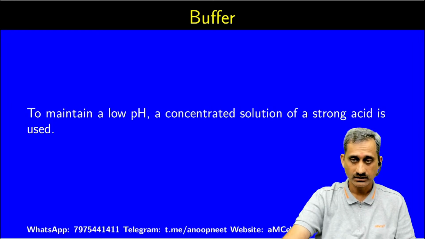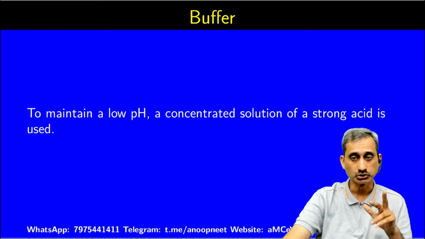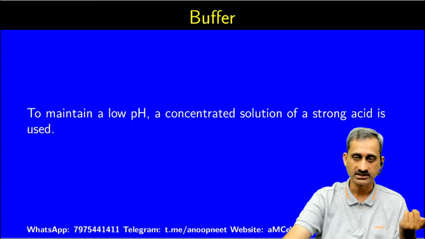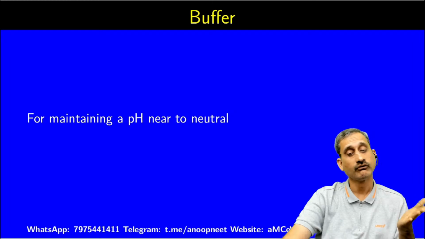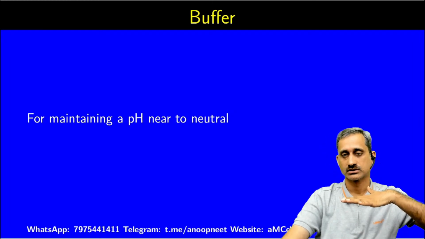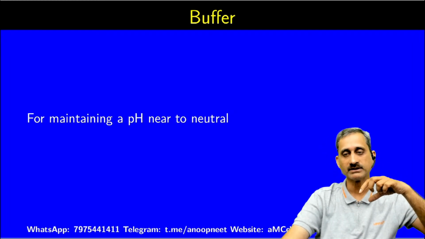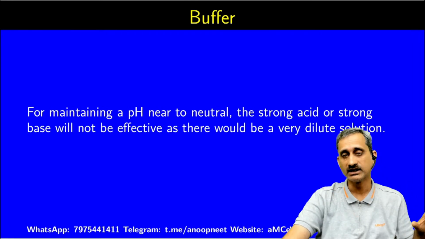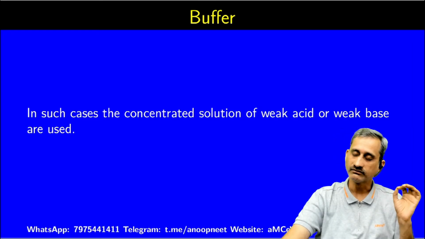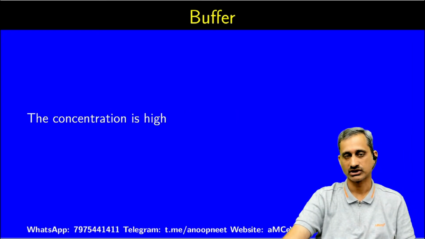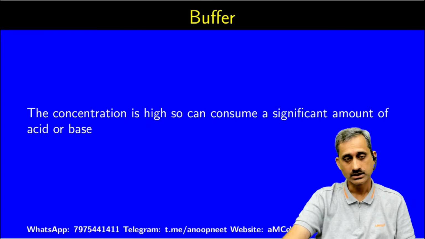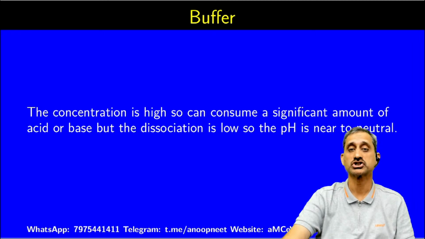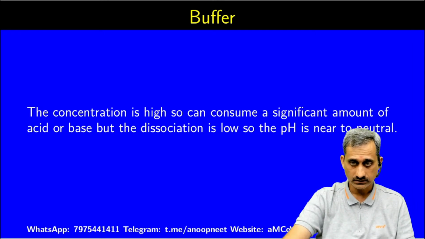Is it okay? क्योंकि हमें लो पीएच चाहिए, near about 1 और 2 के बीच में चाहिए, तो हमें हाइड्रोक्लोरिक एसिड चाहिए. ठीक है, for near neutral pH यानी कि 6 to 8 के बीच में अगर हमें पीएच चाहिए, then we talk about the weak acid and weak base, because strong acid और strong base will not be affected. तो वहां पे हमें वीक एसिड और वीक बेस विद देयर सॉल्ट चाहिए होता है. ठीक है, concentration is high, significant amount of acid or base consume कर लेता है, but dissociation is low, so the pH is near to neutral. Clear?